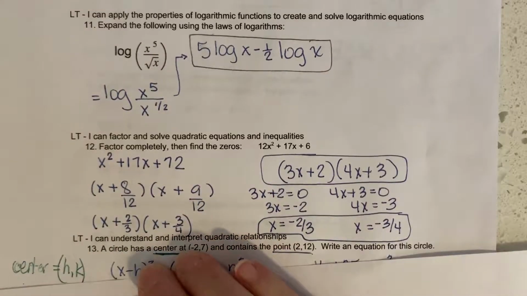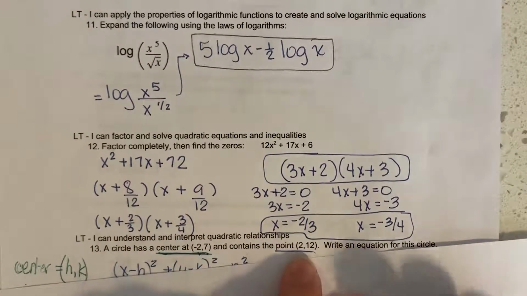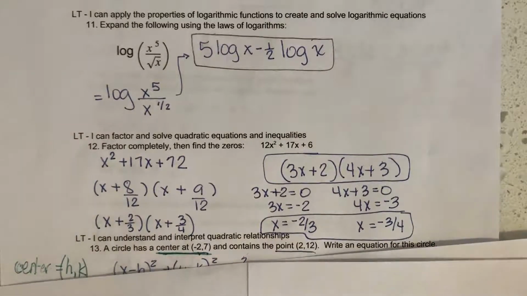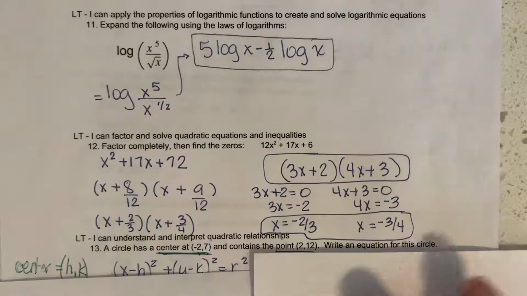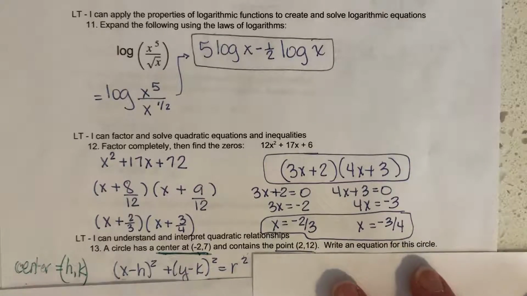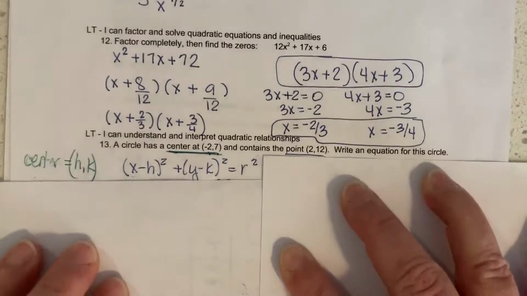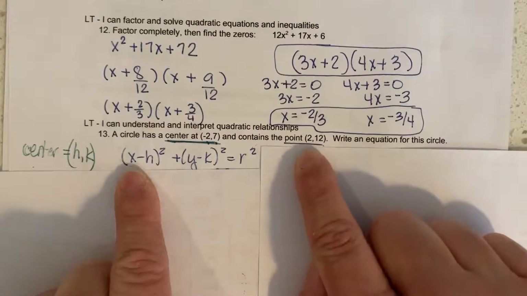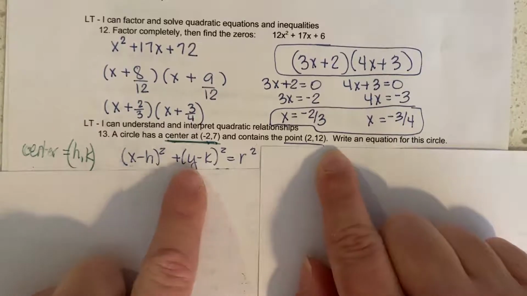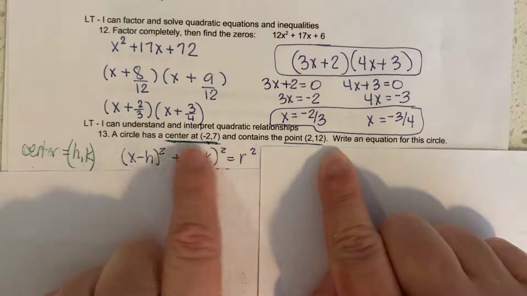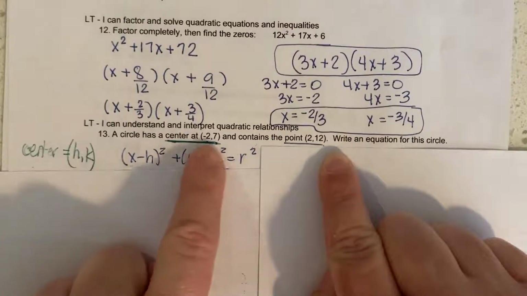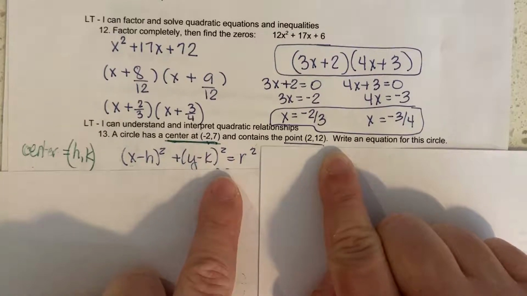Now, 2, 12 is just a point on the circle. So we have the point 2, 12 on the circle, and we have the H, K. Now, this is the formula for a circle. Again, you might recognize it, but it's x, which we have our x, y point here, x and y. This, remember, is the center. The center is always H, K. So the negative 2, 7 are the H and the K.